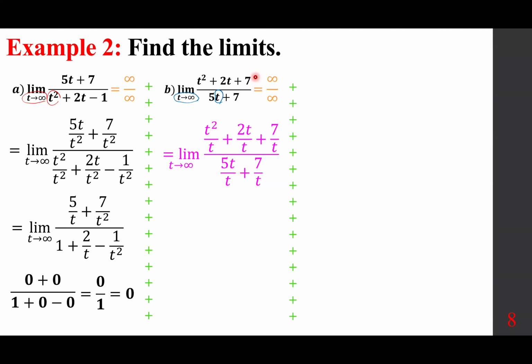And now we are going to simplify. This one is t, this one is 2, this remains, this one is 5, this remains. And now we are going to replace the t with infinity. When we do that, this becomes infinity plus 2 plus 0. This becomes 5 plus 0.